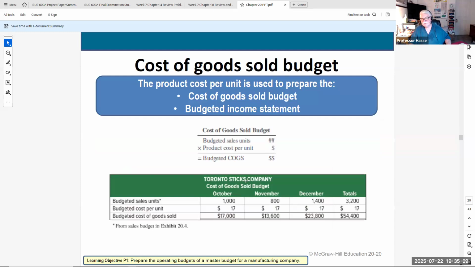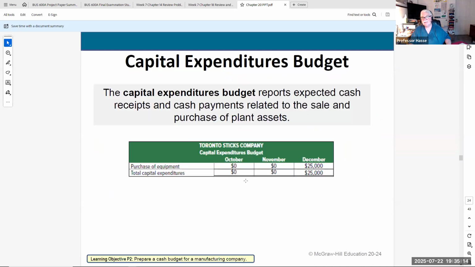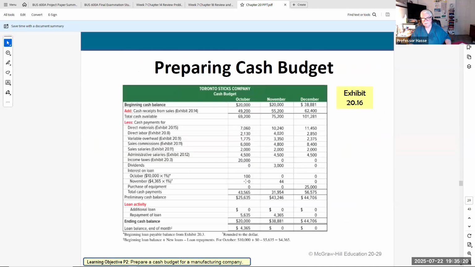Cost of sales. Selling expense. See, it goes on and on. Cash expenditures, capital budgeting, on and on. And I'm not asking you to know all this, but that's one of the things that's a little intimidating about chapter 20. Geez, I didn't realize there were all these budgets we have to watch out for. But this is what the CFO of a company does. And this leads us into our financial discussions of next week.